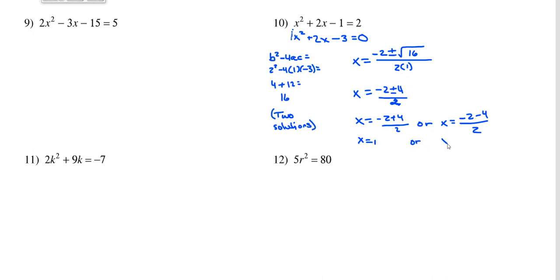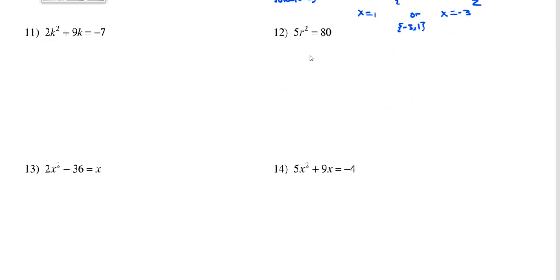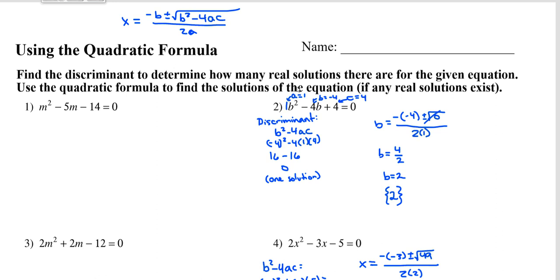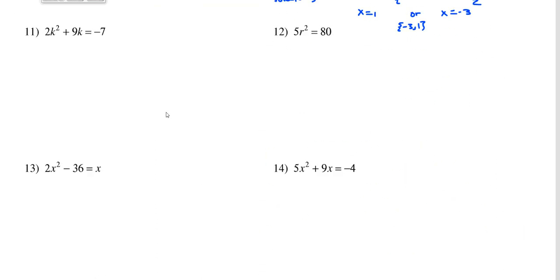This one, it does say in the directions, find the discriminant and then use the quadratic formula. So although this one would be easier to solve using square roots, we're going to follow the directions on here and we're still going to use the quadratic formula. So how do I make this look like this? Ax squared plus bx plus c equals 0? Well, subtract 80 from both sides. So I have 5r squared minus 80 equals 0.